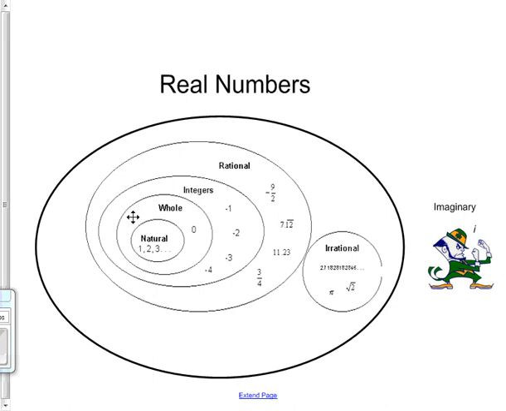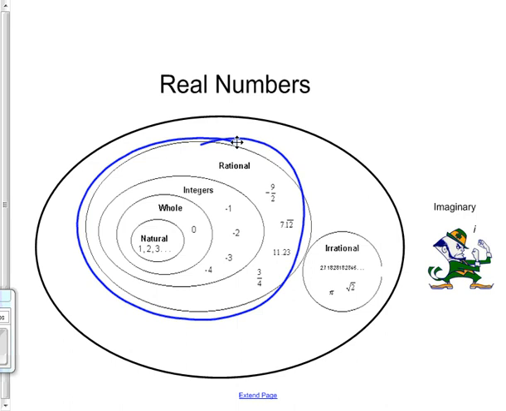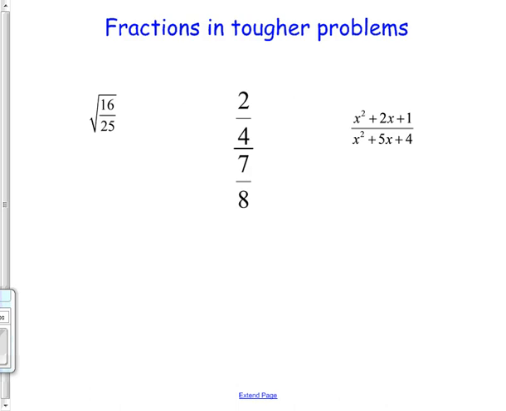Why do we care? Because rational numbers can be written as a fraction. Irrationals can't. They're like pi or any square root that doesn't come out nice. That's one of the things we talked about yesterday. But rationals can be written as a fraction, so we need to know all about fractions as we're doing this class.